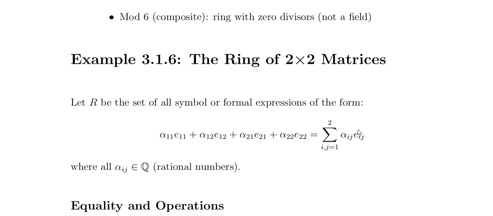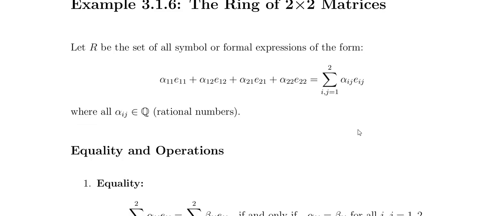And now a ring of 2 by 2 matrices. This is not a 2 by 2 matrix, this is a collection of symbols that is isomorphic to the ring of 2 by 2 matrices. That is an interesting one. Let R be the set of all symbols, formal expressions of the form alpha11 E11 plus alpha12 E12 plus alpha21 E21 plus alpha22 E22. We can express this as the summation over i, j from 1 to 2 of alpha_ij E_ij, where the entries belong to Q, the rational numbers. We have defined this set of all such symbols.